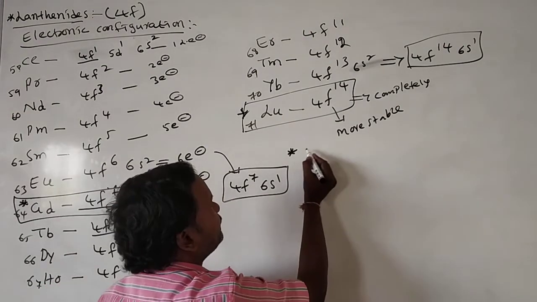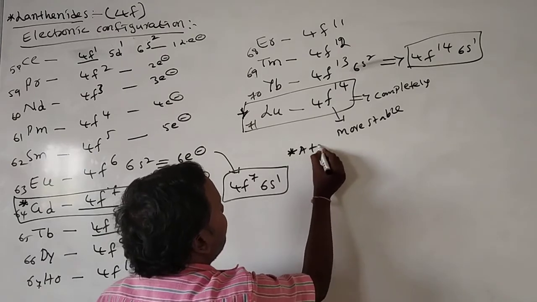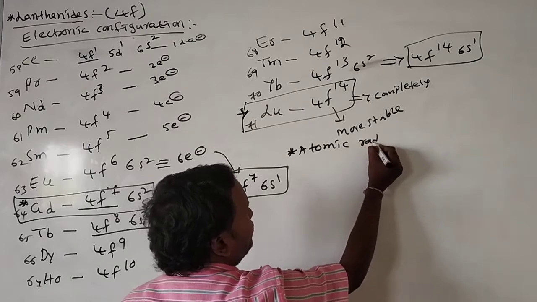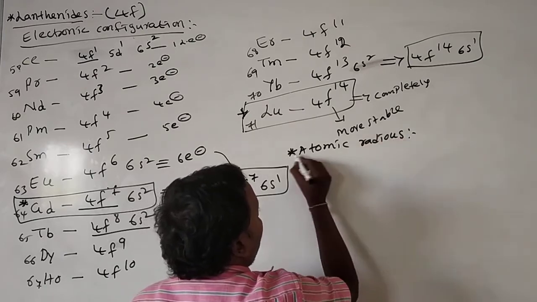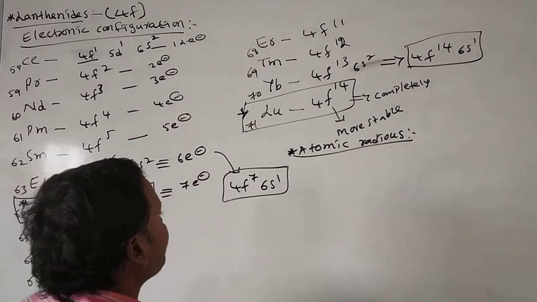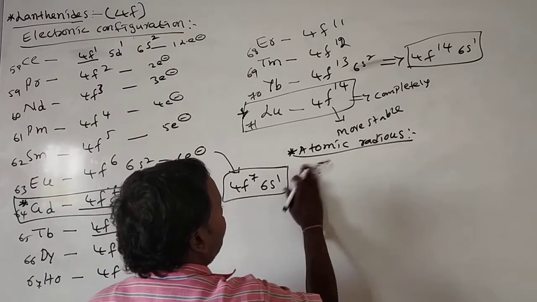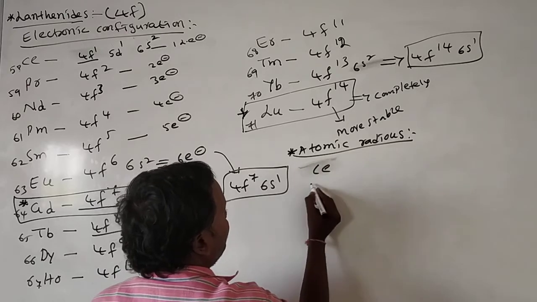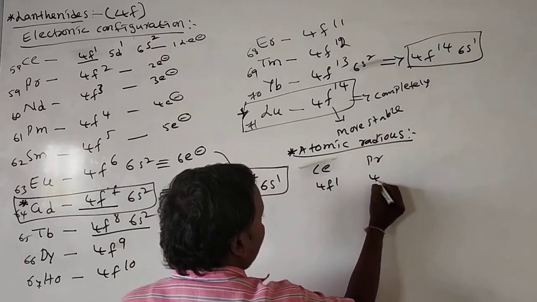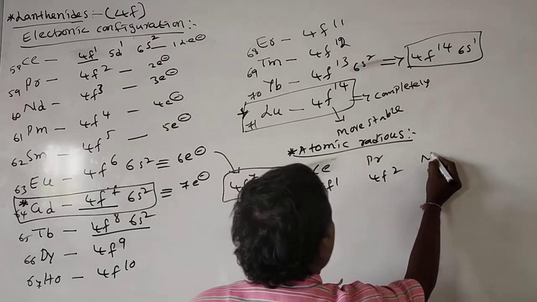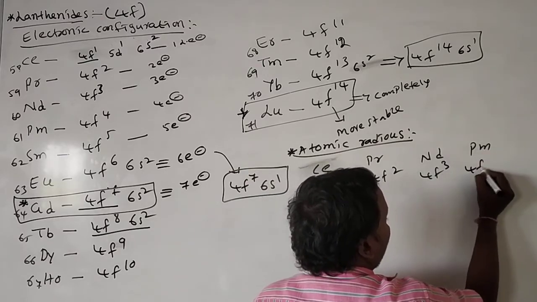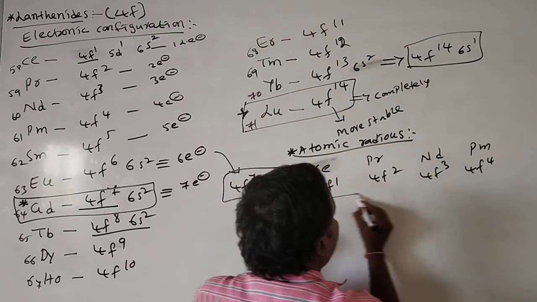Before seeing the oxidation states, the atomic radii, the atomic size or atomic radius of all these elements. See here, cerium. Here I am writing cerium, electronic configuration 4f1. Praseodymium 4f2. Next neodymium 4f3. Promethium 4f4.